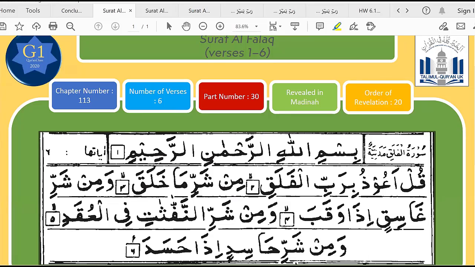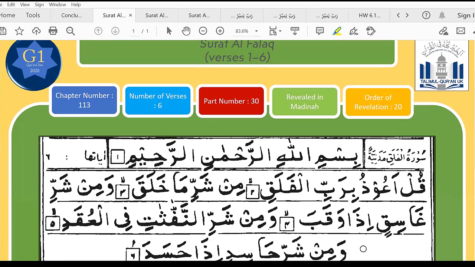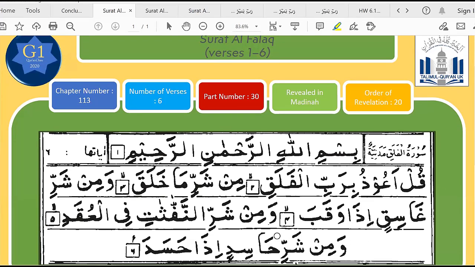وَمِن شَرِّ ومن شر حاسد حاسد إذا حسد. إذا. إذا حسد. Very good.